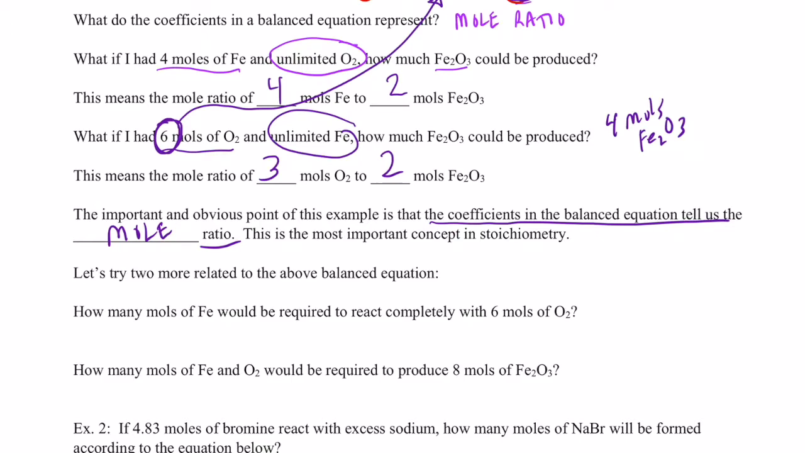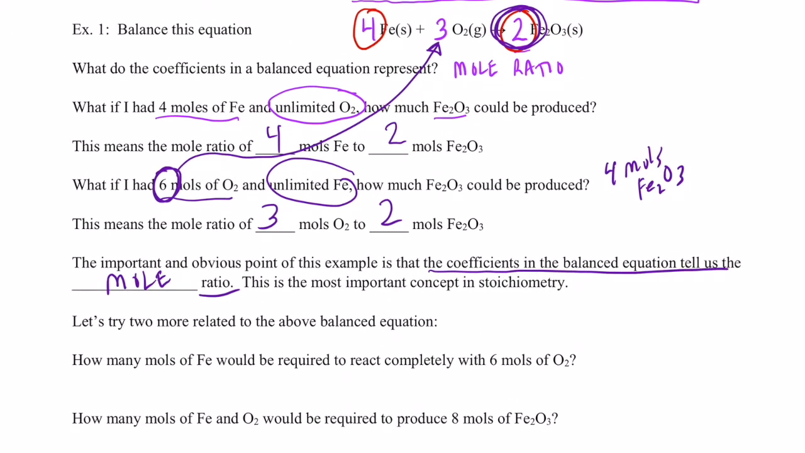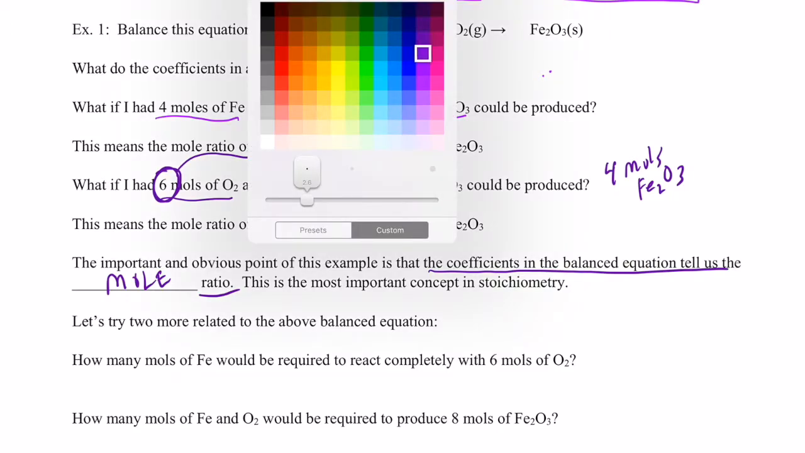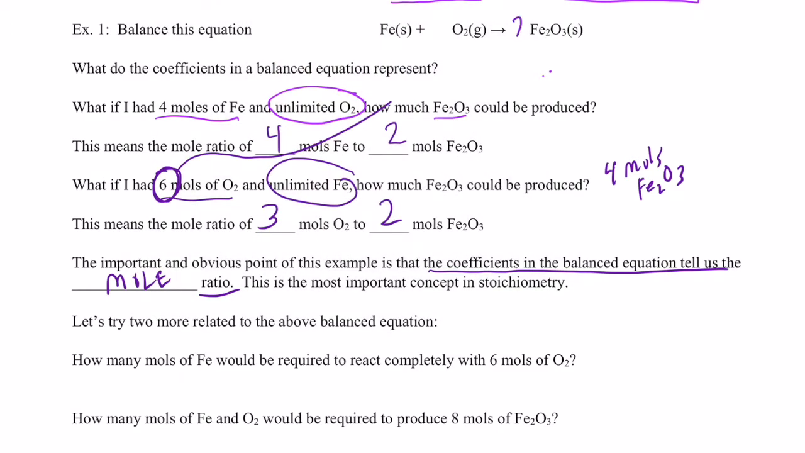Now, let's try 2 more related to the above balanced equation. So let's clear this up just a little bit. We'll go ahead and rebalance this, but we're going to make it so we can read it, I think, a bit better. So we had a 2 here, folks, a 4 here, and a 3 there, didn't we? All right. Now, how many moles of iron would be required to react completely with 6 moles of O2?